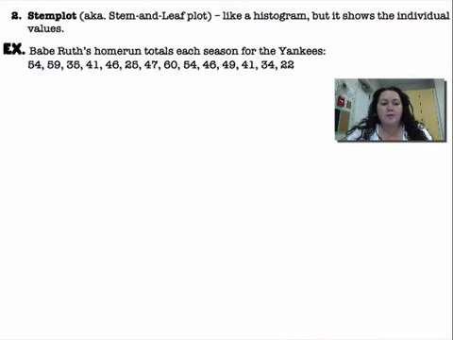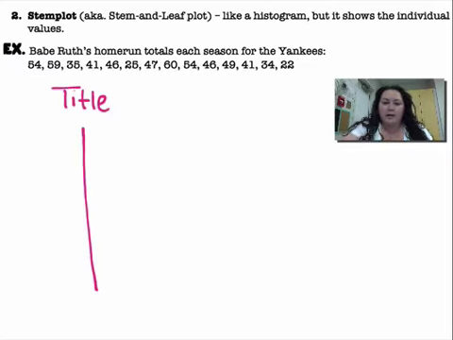Alright, 2. A stem plot or a stem and leaf plot is like a histogram, but it shows individual values. So we're going to make an example. Babe Ruth's home run totals each season for the Yankees are below. So I'm going to make a stem and leaf plot. I'm going to have a line going down to separate the stems from the leaves. And then I would put a title. And I would have to make a key.